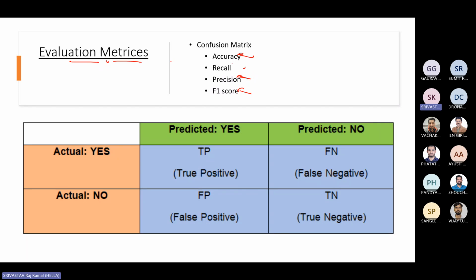Generally these are four in number. There are many more, but these are the top ones: accuracy, recall, precision, and F1 score. Now let's discuss accuracy, and most of you already know what accuracy is.